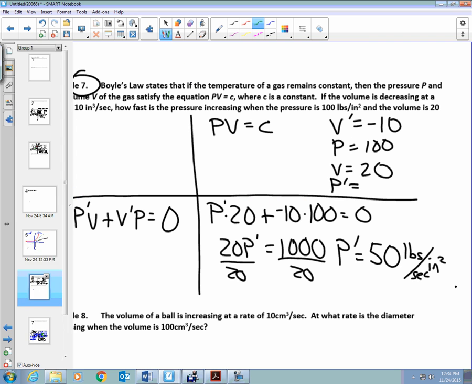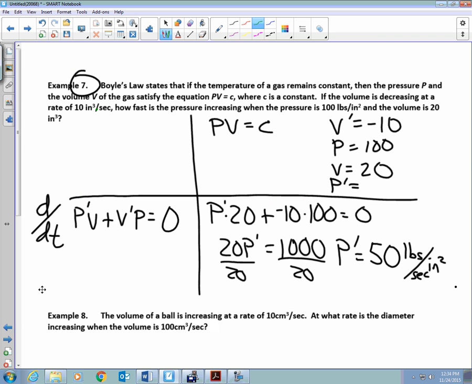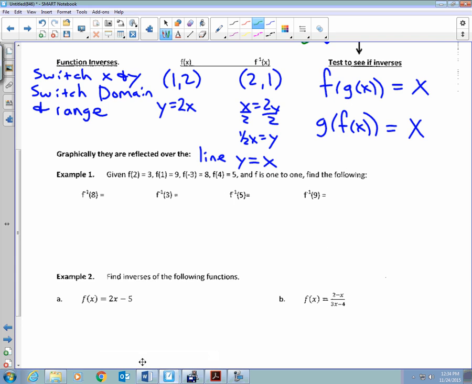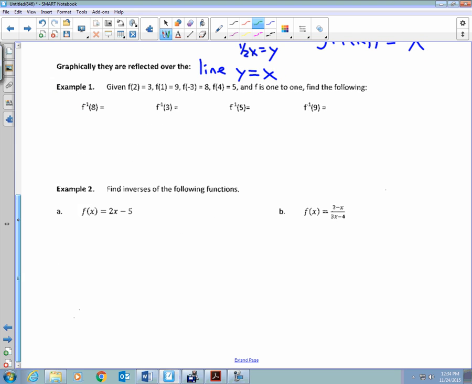Let's try some basic examples that you're going to see on your test. Given f of 2 is 3, f of 1 is 9, f of negative 3 is 8, f of 4 is 5, and f is 1 to 1, find the following. This says f inverse of 8.